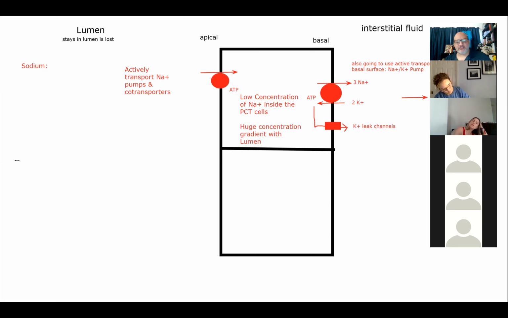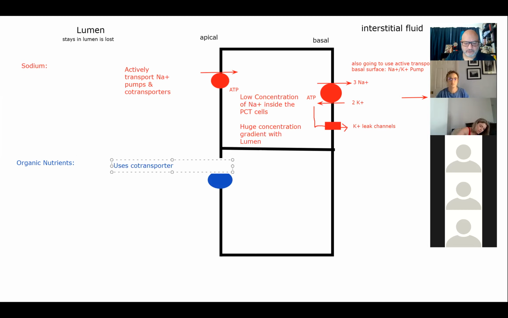So all of those organic nutrients that we talked about are going to be important for reabsorption. And they are primarily going to be brought across the apical surface using one of those secondary active transporters, using a co-transporter with sodium.